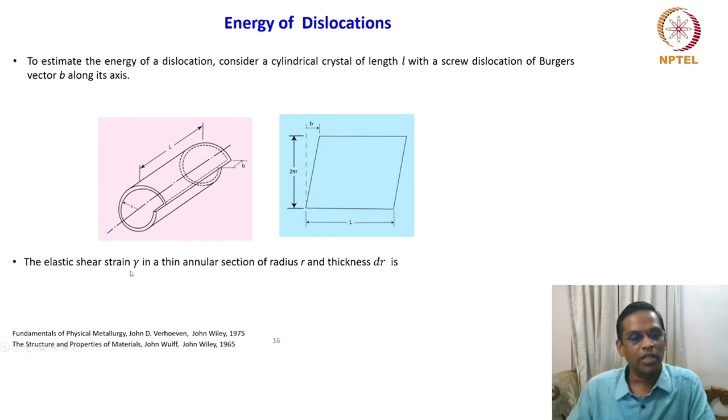The elastic shear strain gamma in a thin annular section of radius r and thickness dr is gamma equal to b by 2 pi r. Now you have enough background to understand this simple calculation of a shear strain gamma and how it comes, right? So we don't have to spend more time on this. Here b is the Burgers vector, but we are interested in the magnitude.